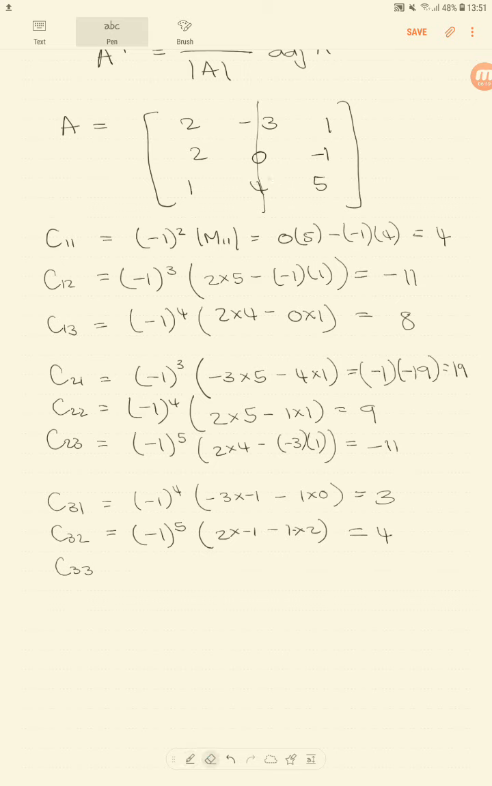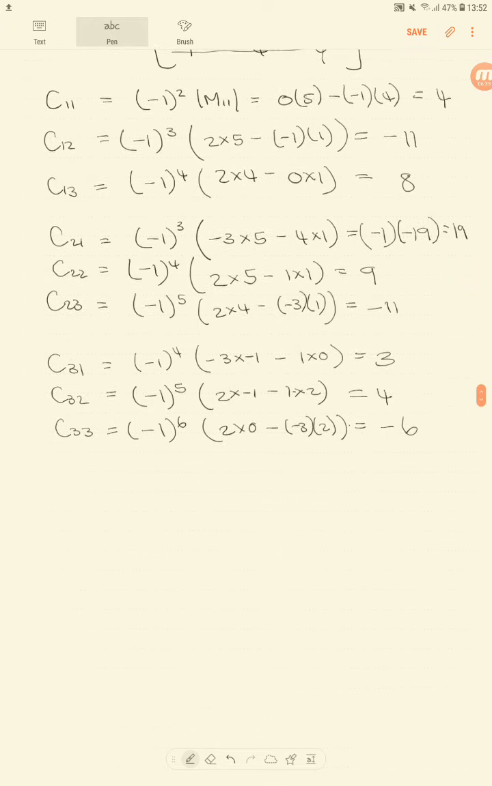And then finally, we need C33, which is minus 1 to the power of 6. Deleting row 3 and column 3, 2 times 0 minus 3 times 2, which is equal to minus 6.